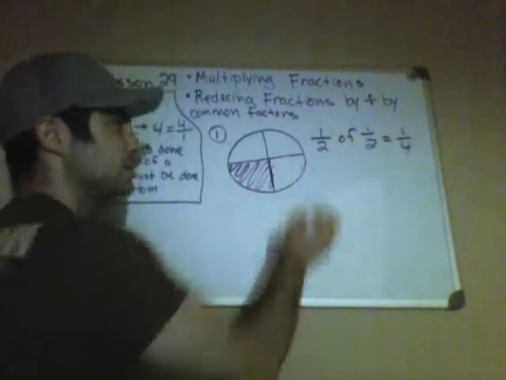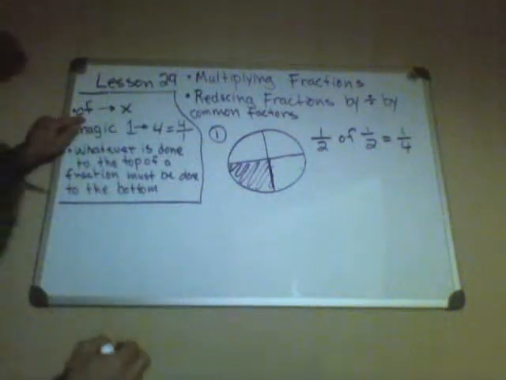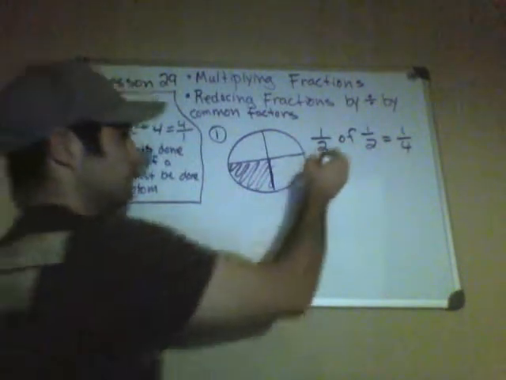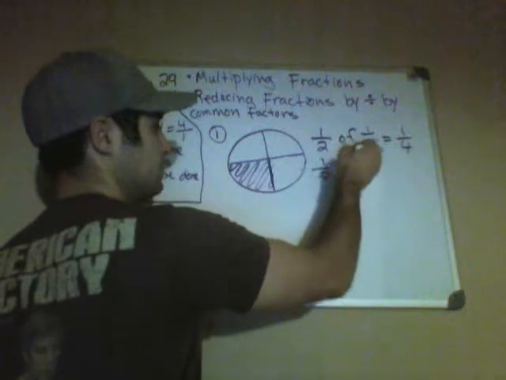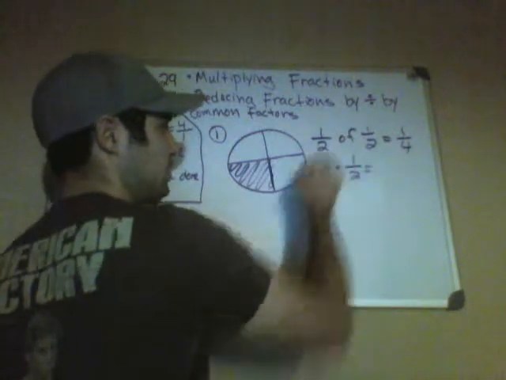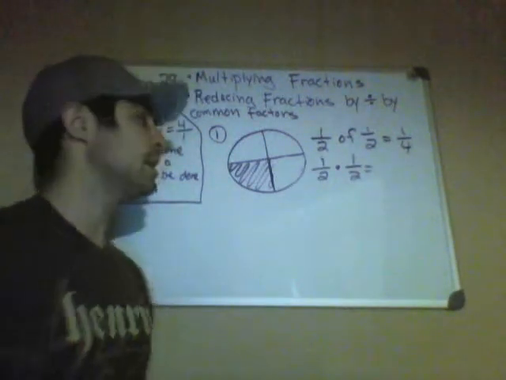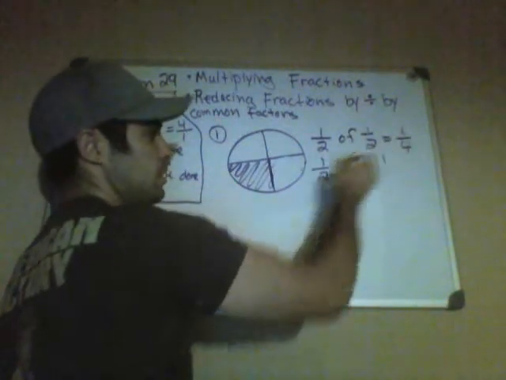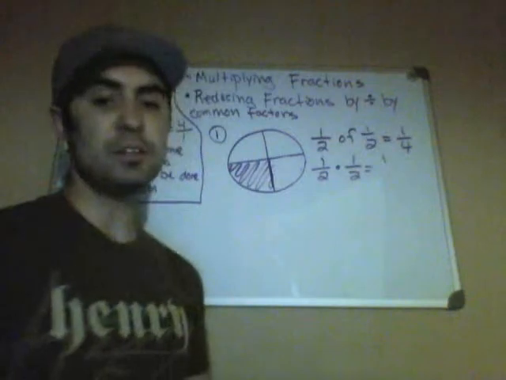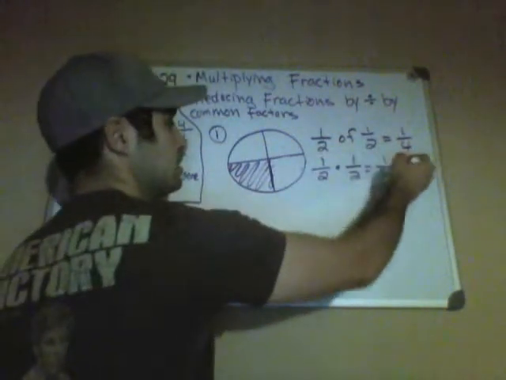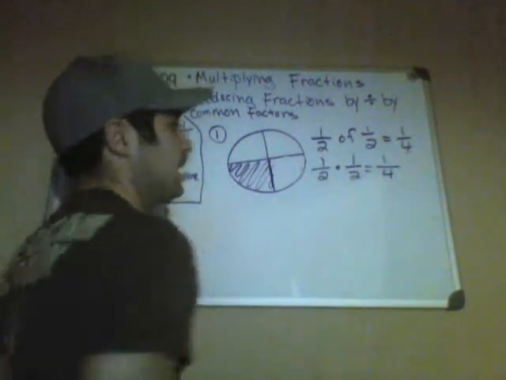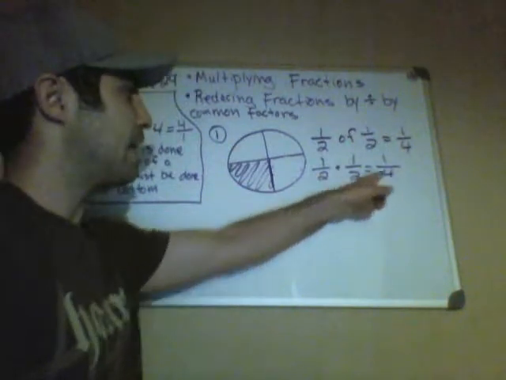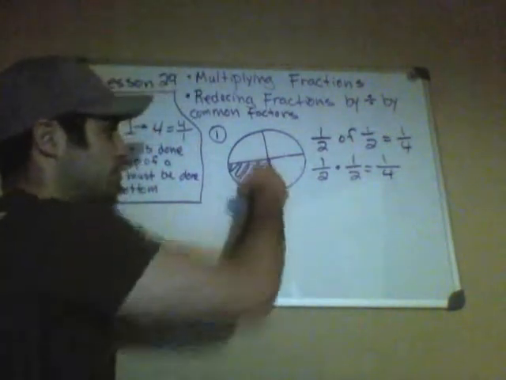So let's do that in fraction terms. Remember over here, the word of means multiply. So 1/2 times 1/2. And when you multiply fractions, you go straight across. So you take the numerator times the numerator. 1 times 1 is 1. 2 times, and then you take the denominator times the denominator. 2 times 2 is 4. Okay? So half of a half is 1/4, or a quarter of a piece of pizza.